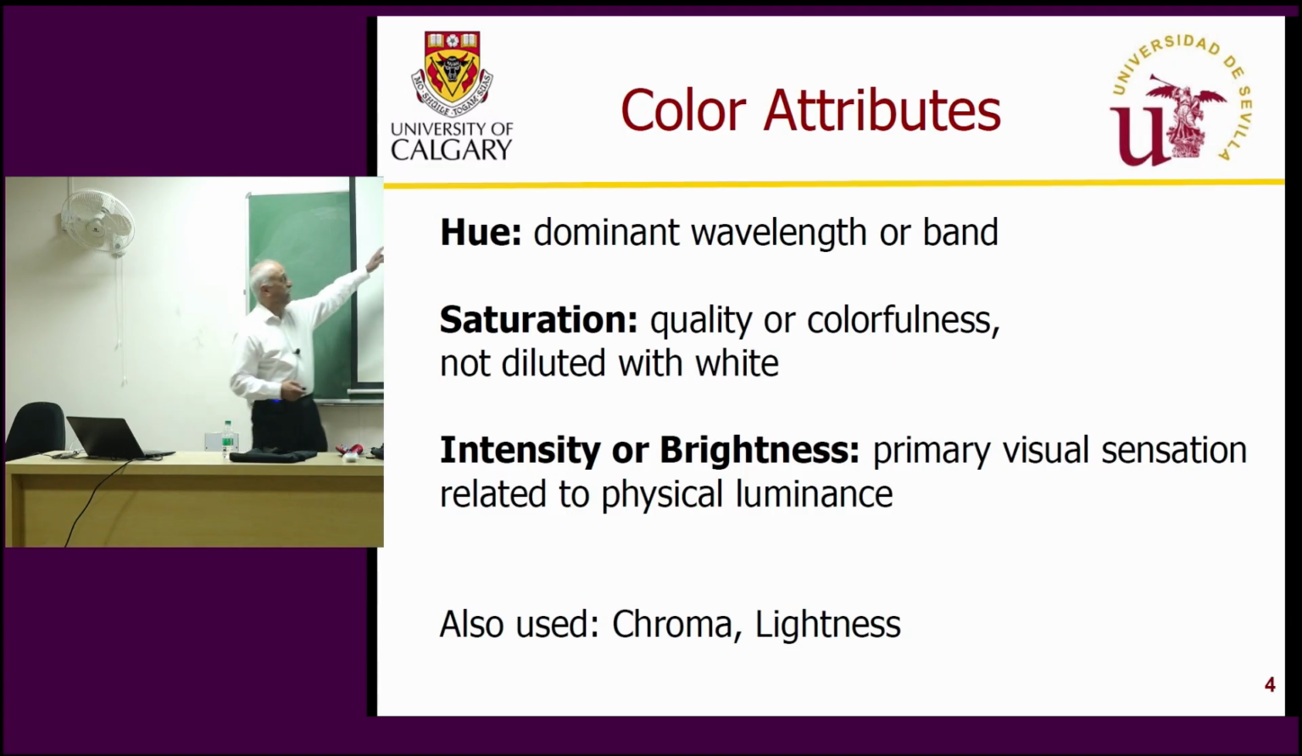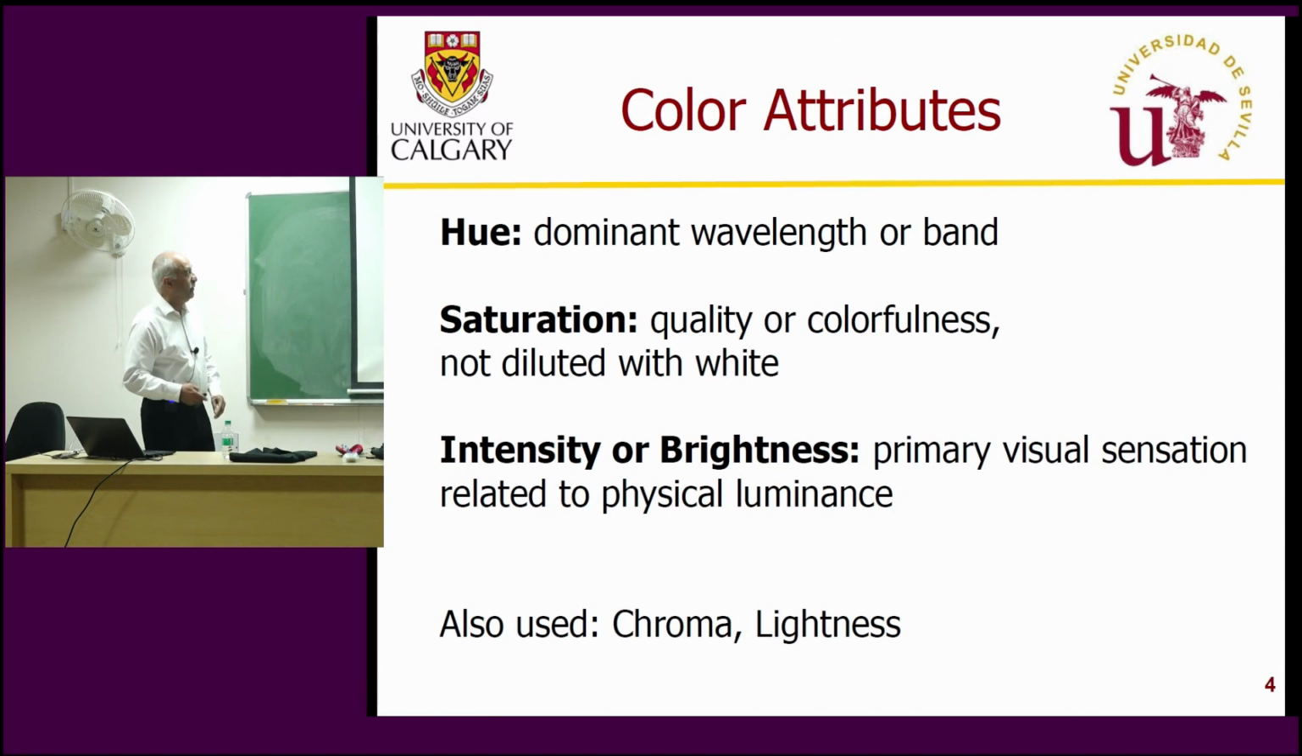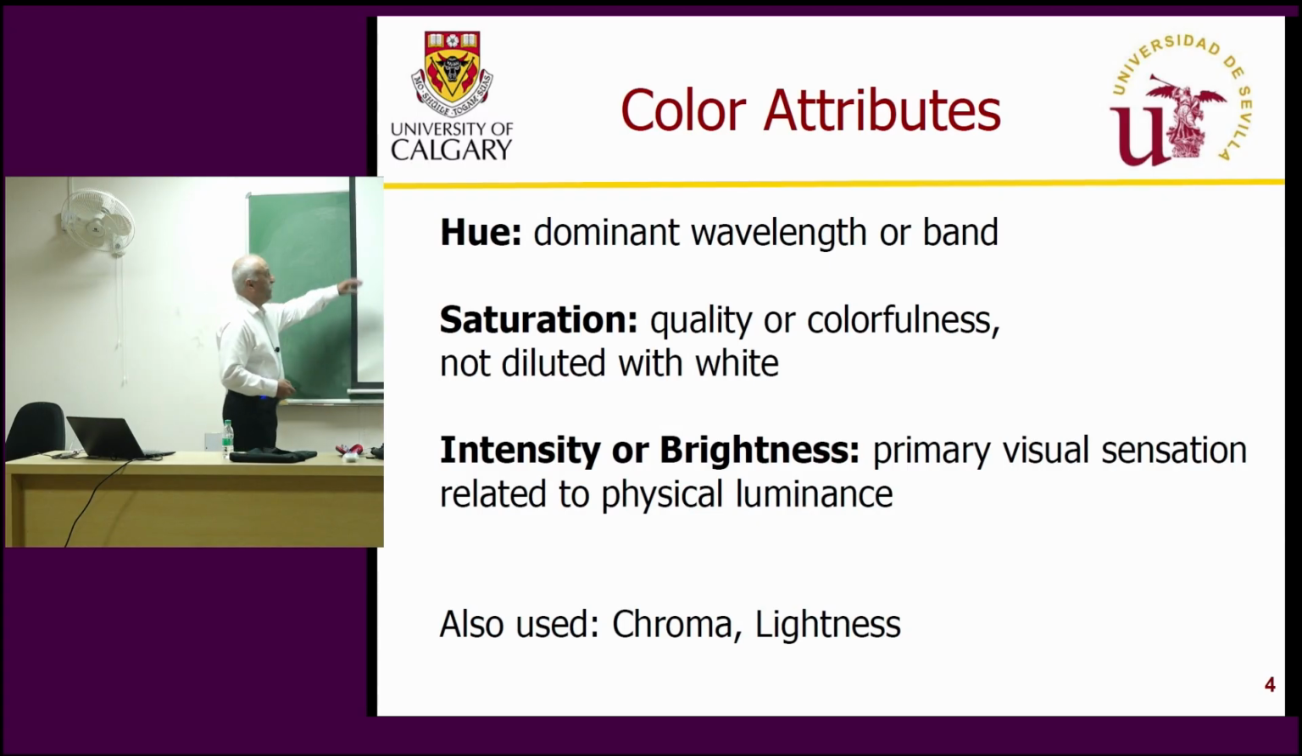So the HSI system, or HSV, where the I is sometimes called value. HSI is perhaps the most common representation, where hue and saturation represent the actual color components, and intensity is just the brightness part, no color.